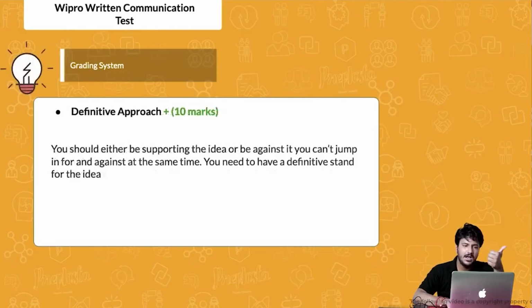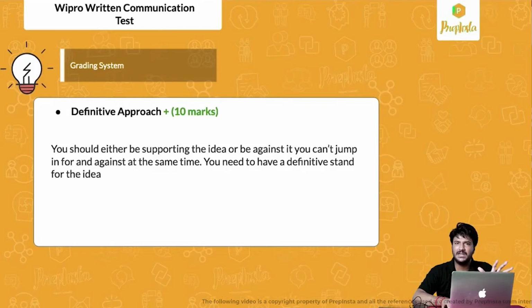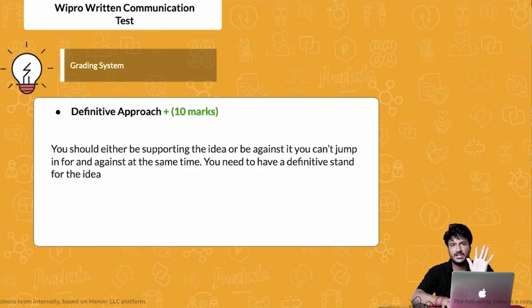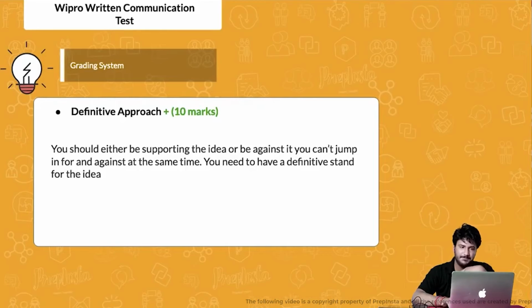So this definitive approach gives you 10 marks, right? If you sway away from the definitive approach one time, it reduces 1 mark. Automatically, it will give you 10 marks to start with. But if you took the stand for, and then you say something bad about your stand, or if you go against it once, it will deduct 1 mark. So the maximum marks for definitive approach is 10 automatically. Starting itself, you get 10. And then they start reducing if you swayed away and jumped around against the topic, right?